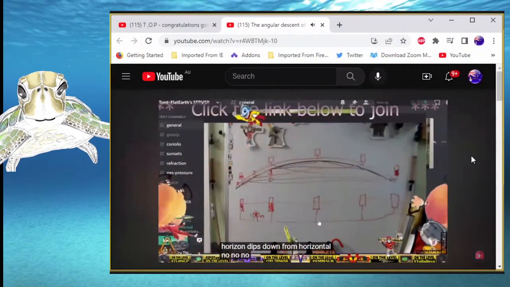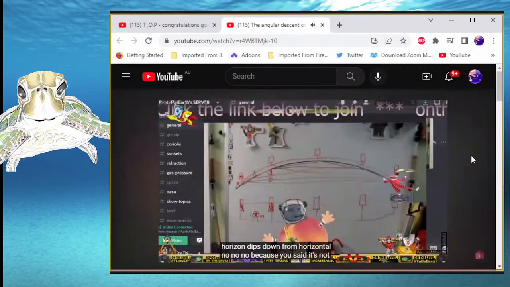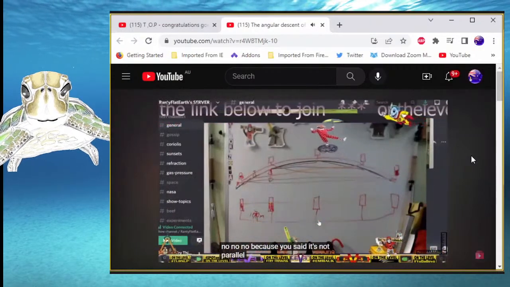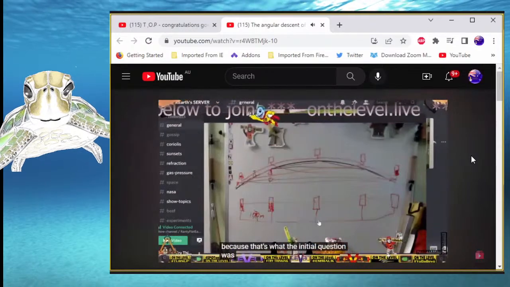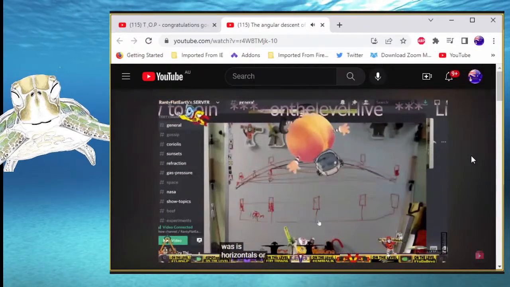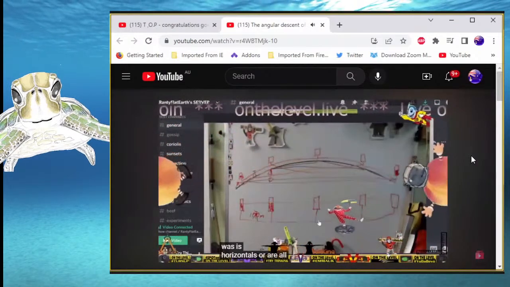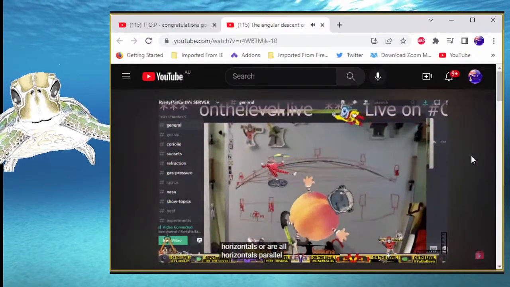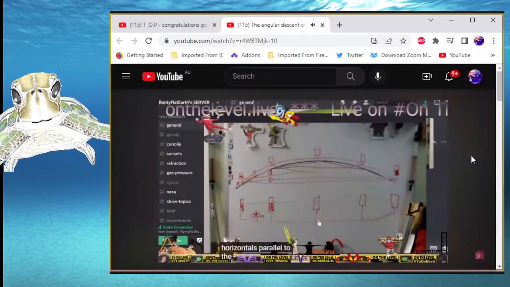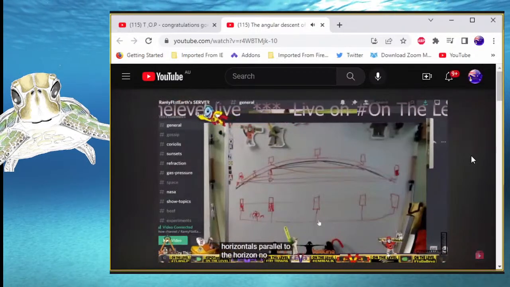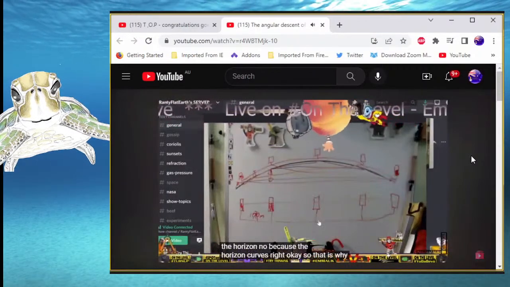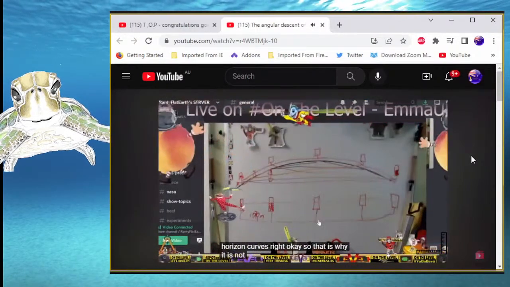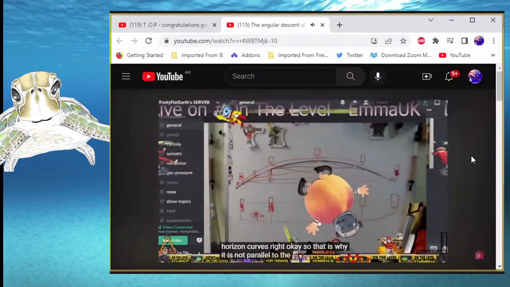No. Because you said it's not parallel, because that's what the initial question was. Are all horizontals parallel to the horizon? No, because the horizon curves. Right, okay. So that is why it is not parallel to the horizon.